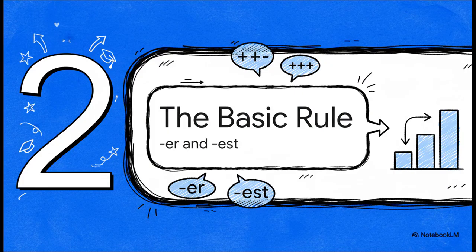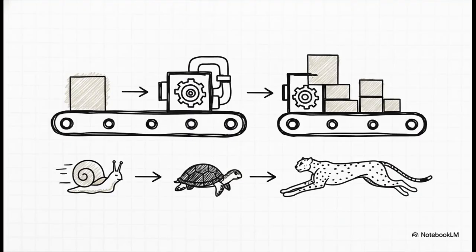And now for the main event. This is the most common rule of them all, the one you probably use 100 times a day without even thinking twice about it. This right here is the engine that drives most of our everyday comparisons. And here it is. For those short, snappy, one-syllable words, you just tack on er to the end to compare two things, and you add est to crown the top dog in a group. It's clean, it's simple, and you see it absolutely everywhere.